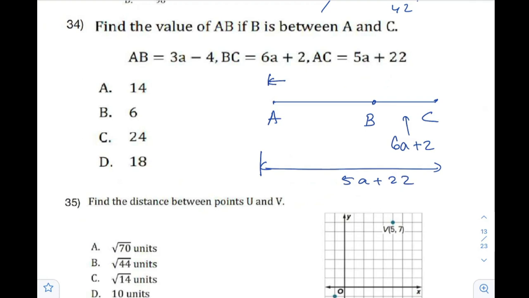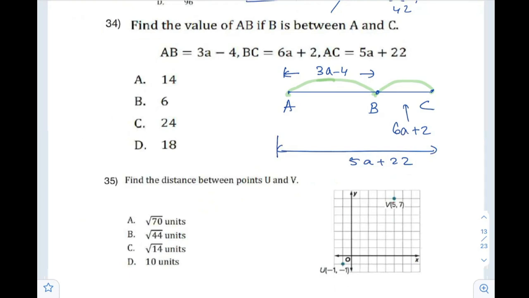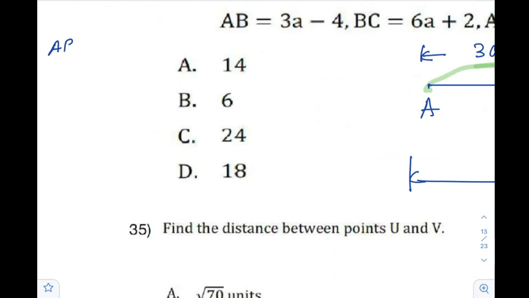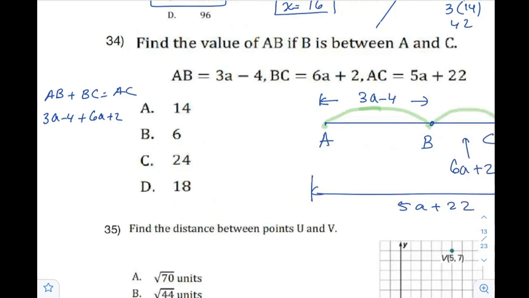AB, from here to here, 3A minus 4. So we are ready with the measures here. It's very clear here that this length plus this length equals the total length. So surely, let's write here, AB plus BC equals AC. AB is 3A minus 4, BC is 6A plus 2. This should equal 5A plus 22, which is AC.